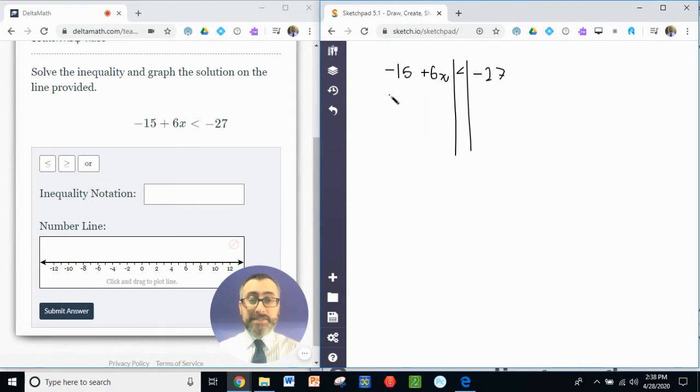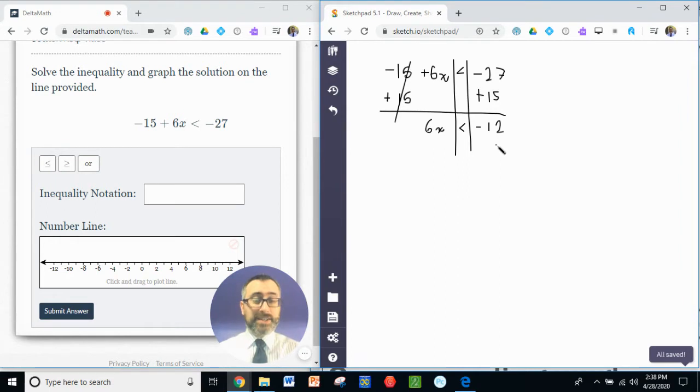To cancel a negative 15 constant, I will just add 15. And then to balance on the other side, I will do the same action, add 15. So let's do those actions. Negative 15 plus 15 cancels into nothing. Positive 6x gets carried down. I didn't do anything to the inequality symbol, so I'll keep it. Is less than. And then negative 27 plus 15 gives me negative 12.